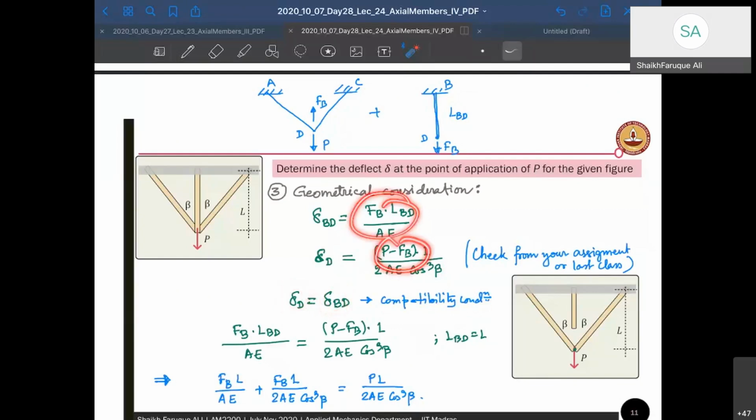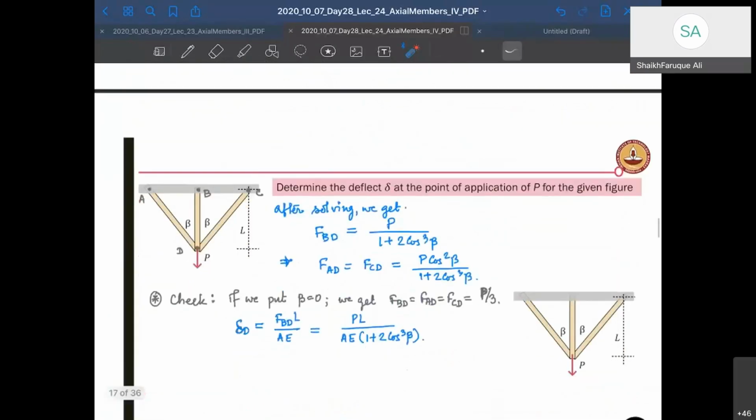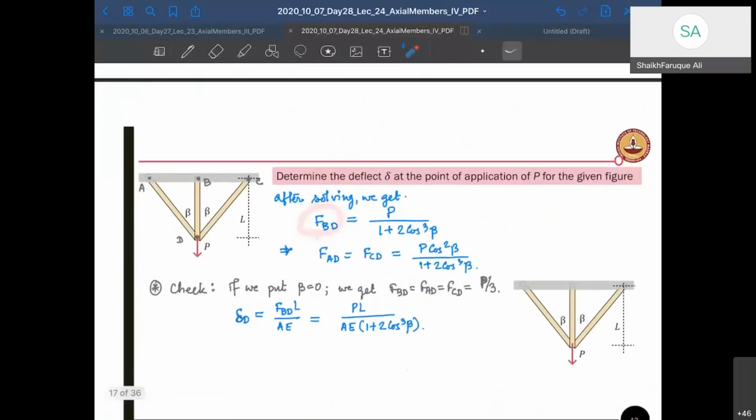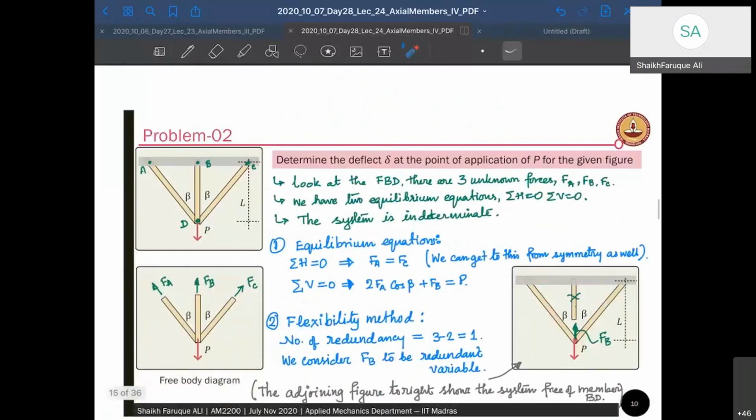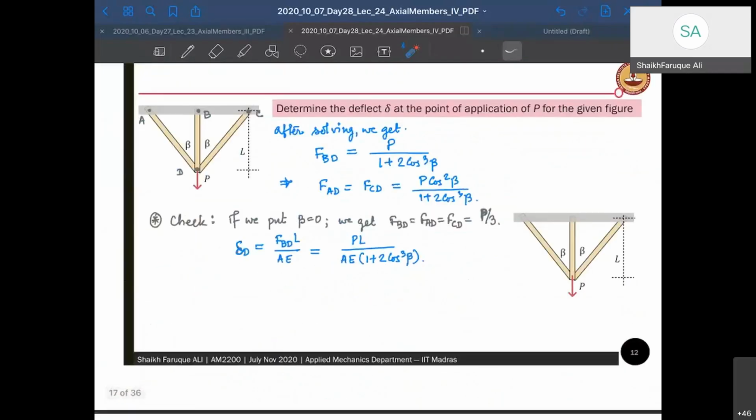Once you equate these two, what is your unknown? Your unknown is only FB, and you have only one equation here. So once you solve it, you get the value for your FBD. And once you know FBD, you can solve for FAD or FCD, because if one of the forces is known, the other force can be obtained easily. So you can use the equilibrium equation and solve the problem.